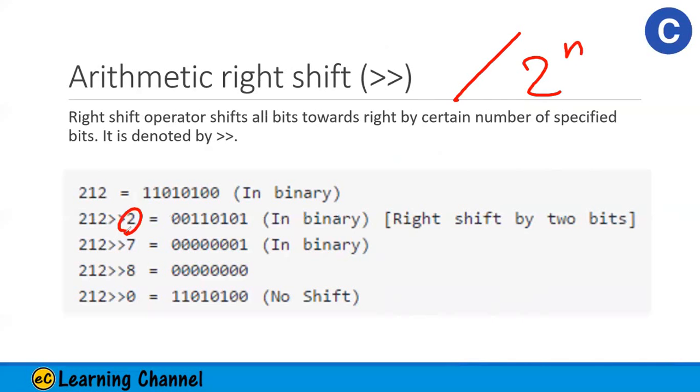N bits, this one divided by 2 to the power N. 7 bits, divided by 7 bits. Right? 8 bits, it becomes 0. So these are arithmetic shift. Arithmetic shift means division or multiplication by 2 to the power of something.